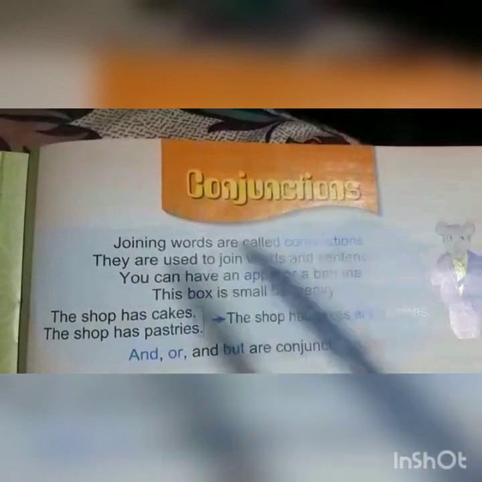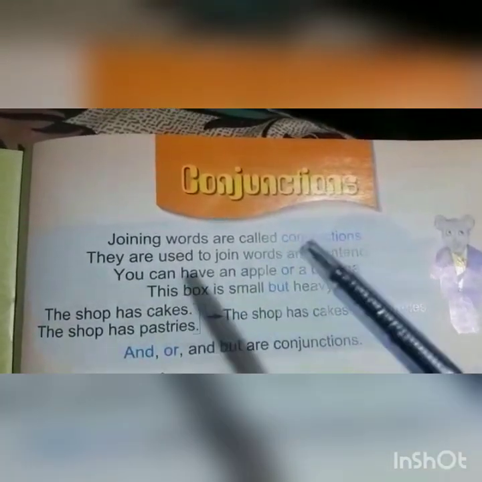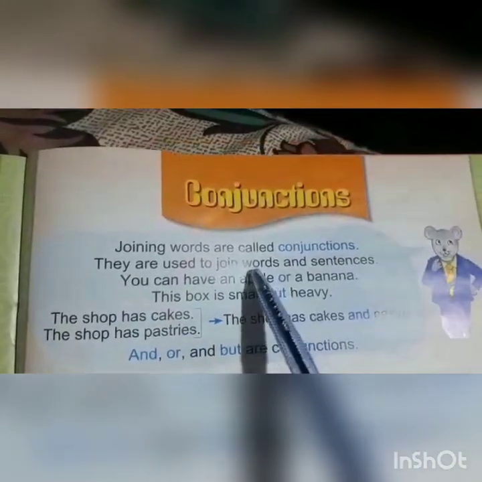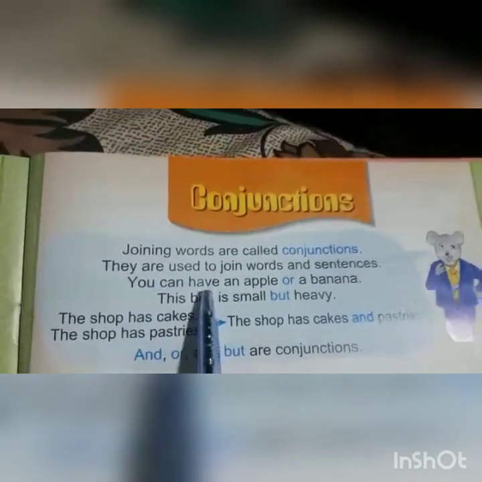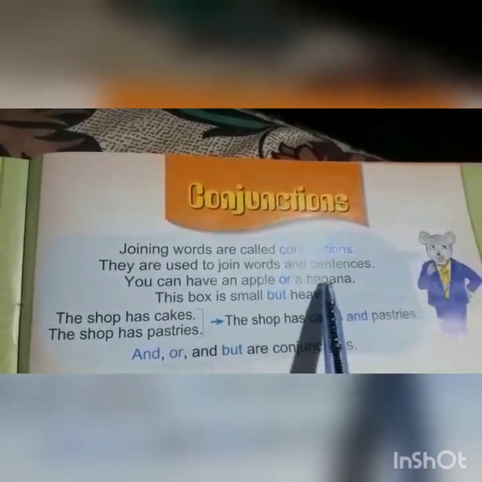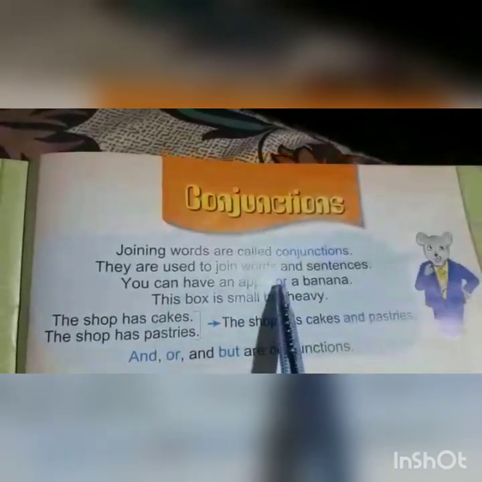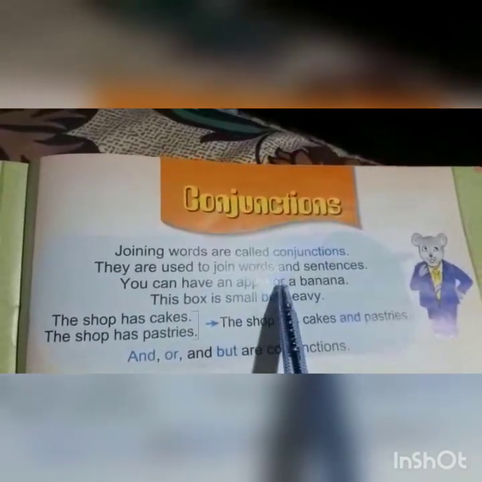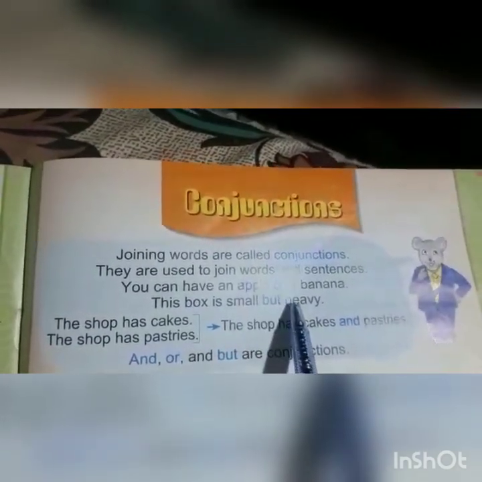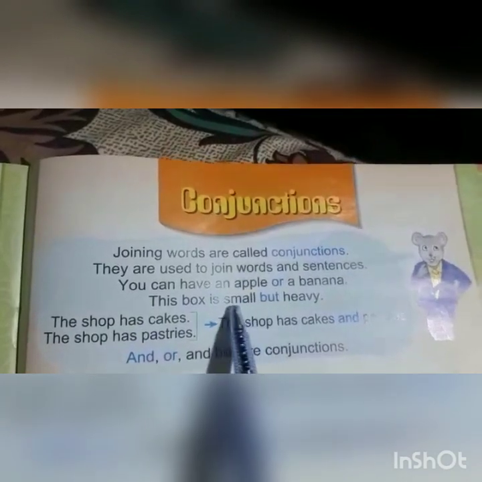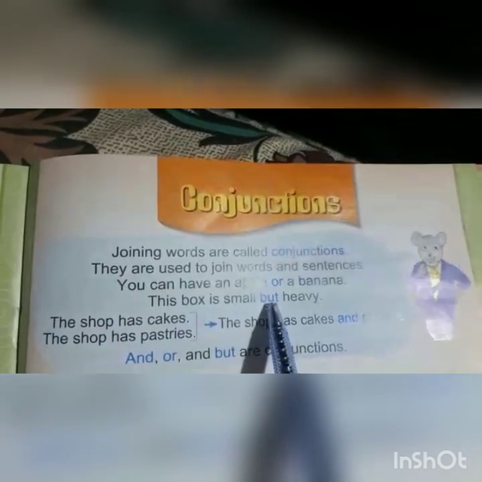So its usage is that in English there are some words that are used to join words and sentences too. You can have an apple or a banana. So here we are joining two words in a single sentence using the conjunction or. This box is small but heavy. So here again we are joining two words in a single sentence using but.